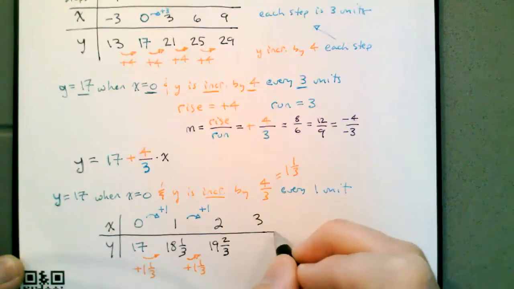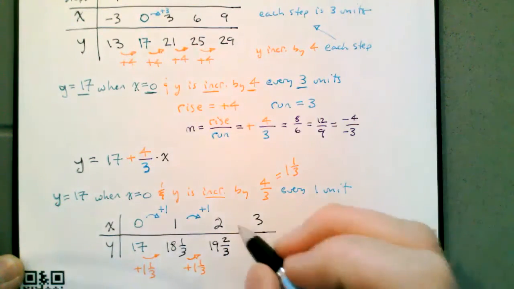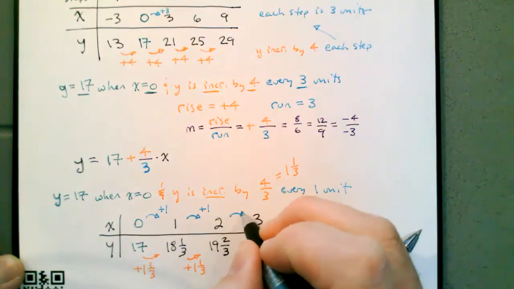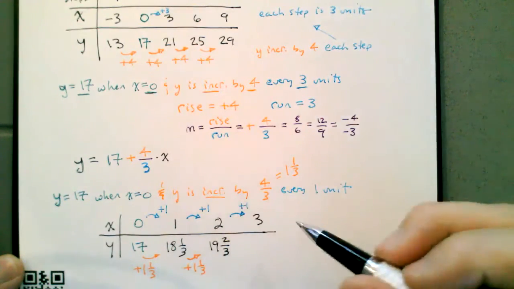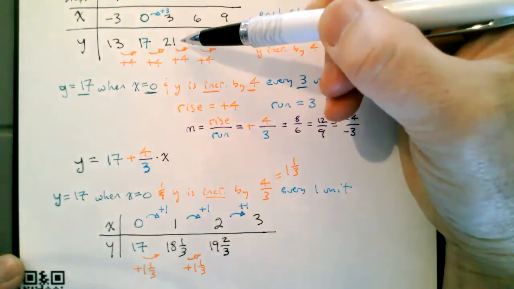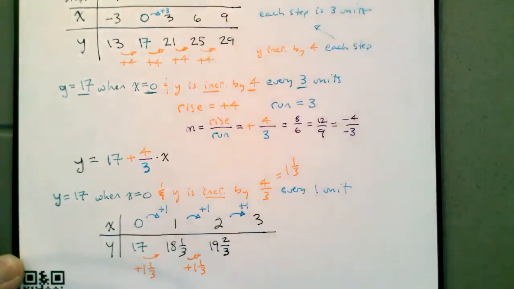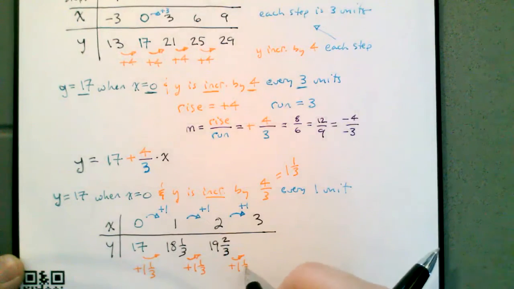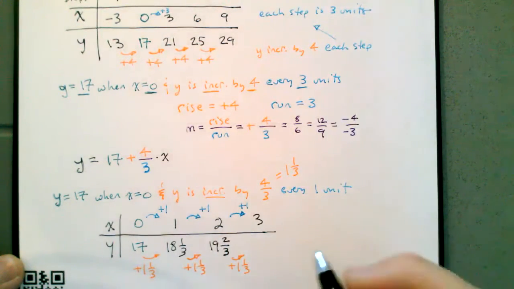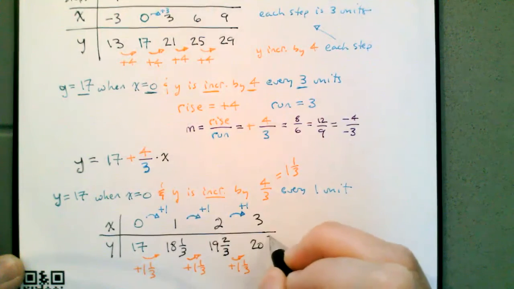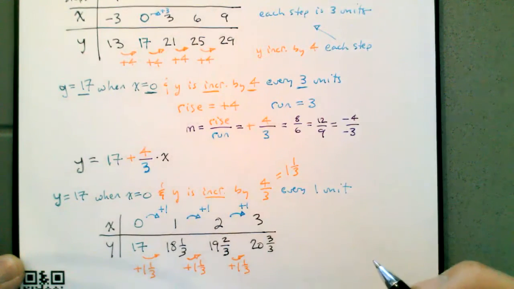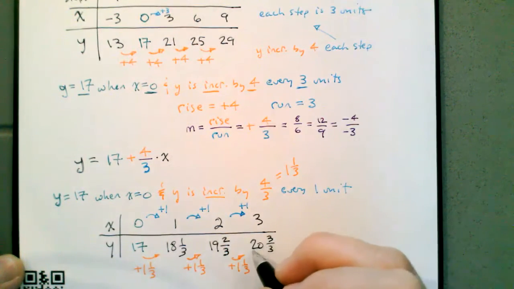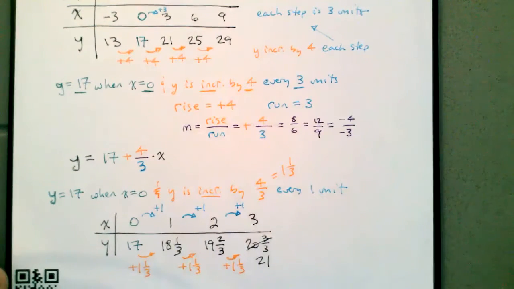And then when x increases again by 1, this should match up with what we had in the table for x equals 3. So we should be at 21. So 19 2/3 plus 1 1/3 is going to be 20 3/3. But 20 plus 3/3 is 20 plus 1, or 21. So it matches up with what we had. We're just looking at it with smaller steps.